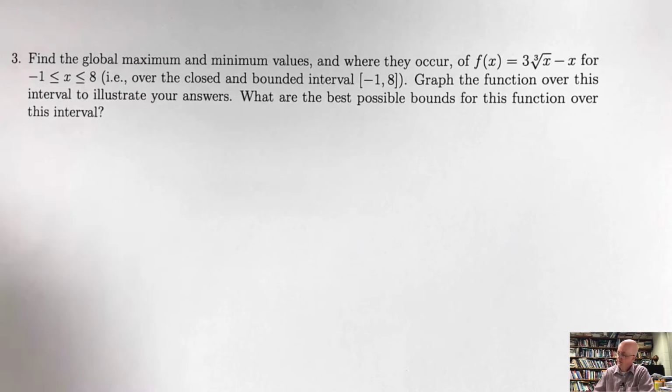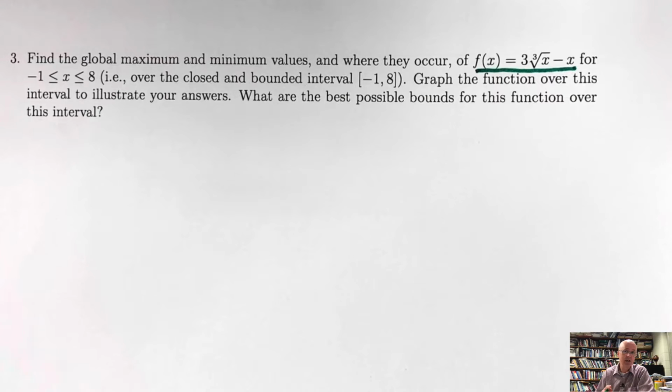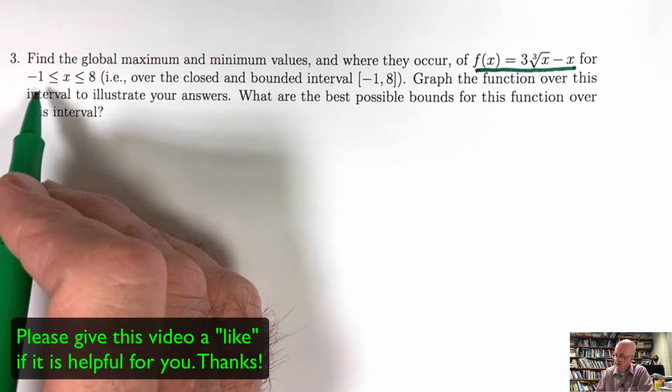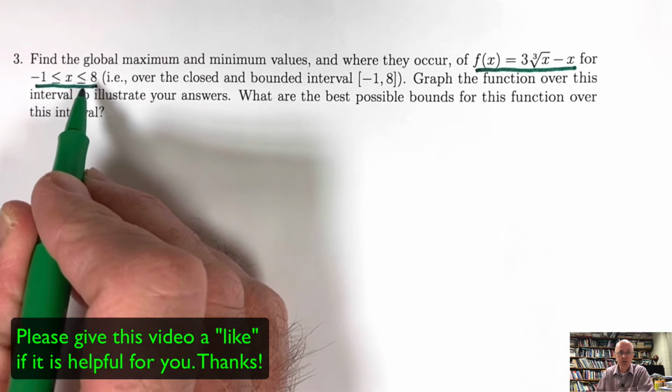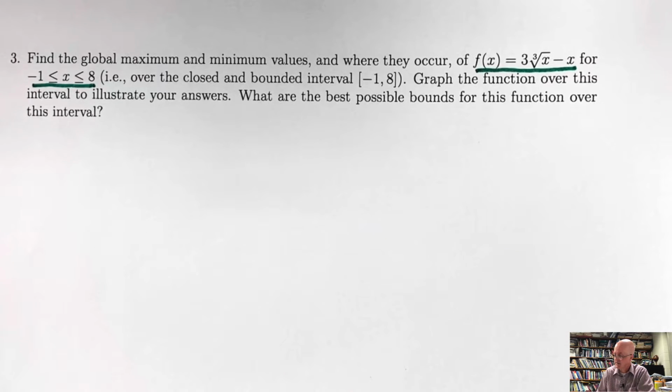For number 3, the function involves a cube root. So it's a little strange. Something a little funny happens with this example. The interval in question, once again, is a closed and bounded interval from negative 1 to 8. By the way, in our very last problem, which is an application, we're not going to have a closed and bounded interval, but we'll still think about global max and min values.